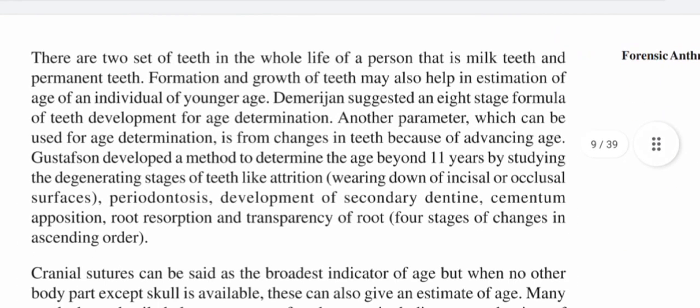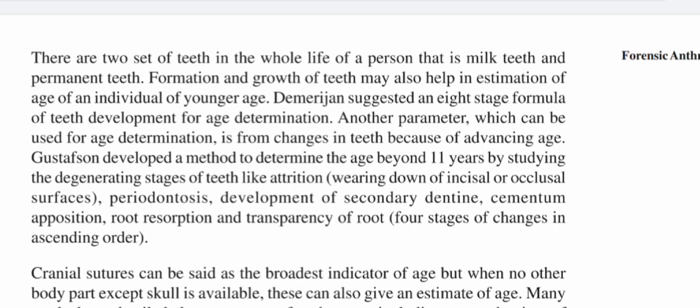There are two sets of teeth in the whole life of a person, that is milk teeth and permanent teeth. Formation and growth of teeth may also help in estimation of the age of an individual of younger age. Demirjian suggests an 8-stage formula of teeth development for age determination. Another parameter which can be used for age determination is changes in teeth because of advancing age.